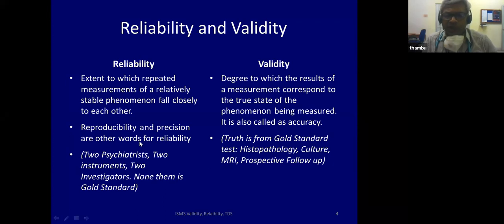So just remember that very often people use these words interchangeably: reliability, validity. They are different. Or reproducibility and accuracy, they are different. The truth in validity comes from a gold standard test, which may be histopathology, culture, MRI, or a prospective follow-up. So you have to have in validity a test which is called the truth or the reference standard or a gold standard, against which you're comparing a new test to see how accurate your new test is as compared to the gold standard.